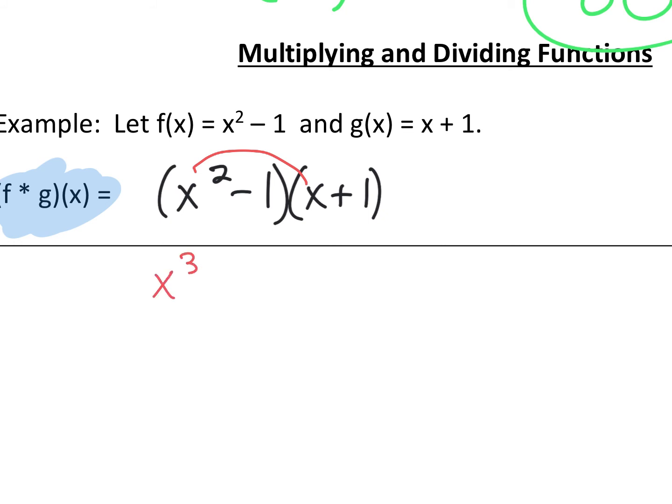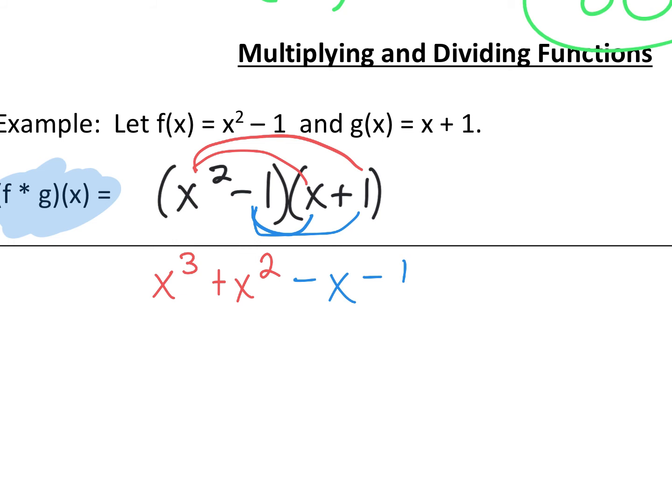X cubed, good. When you're multiplying variables, you add their exponents, good. Then it is going to be first term times the second term, x squared times 1. Just x squared. Then we do second term times first term. Negative 1 times x is negative x. And then finally, second term times second term. Negative 1 times 1 is negative 1.